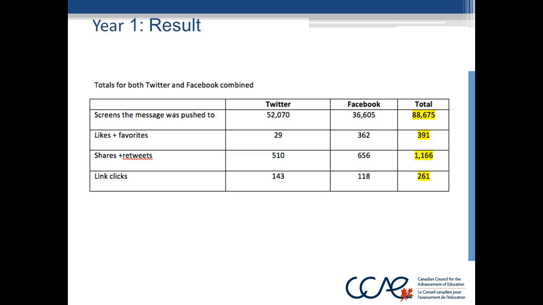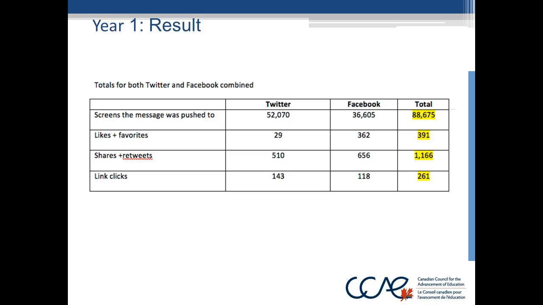So this is important. You'll see on that first box screens the message was pushed to. If you're a manager or supervisor getting an analytics report from one of your communications officers, normally what you're going to see in that box is impressions. And I stopped using the word impressions because every time I gave a report to a director or a manager, they got really excited because they would look at that total of 88,675 or whatever the number is and think, wow, our message got to 88,000 people. That's not what that number means.